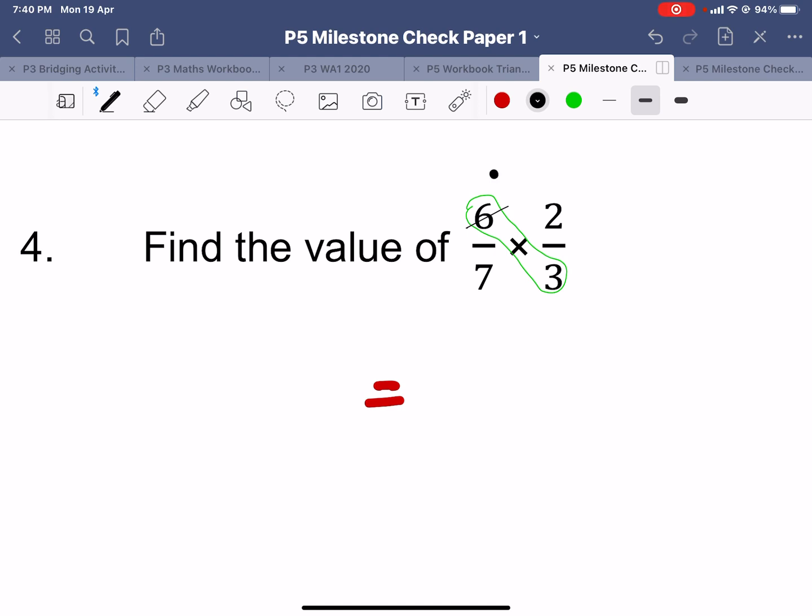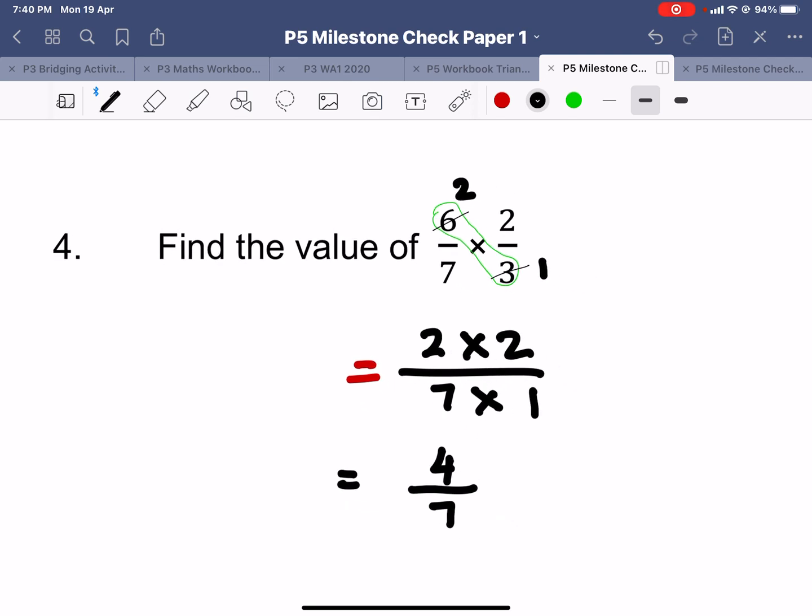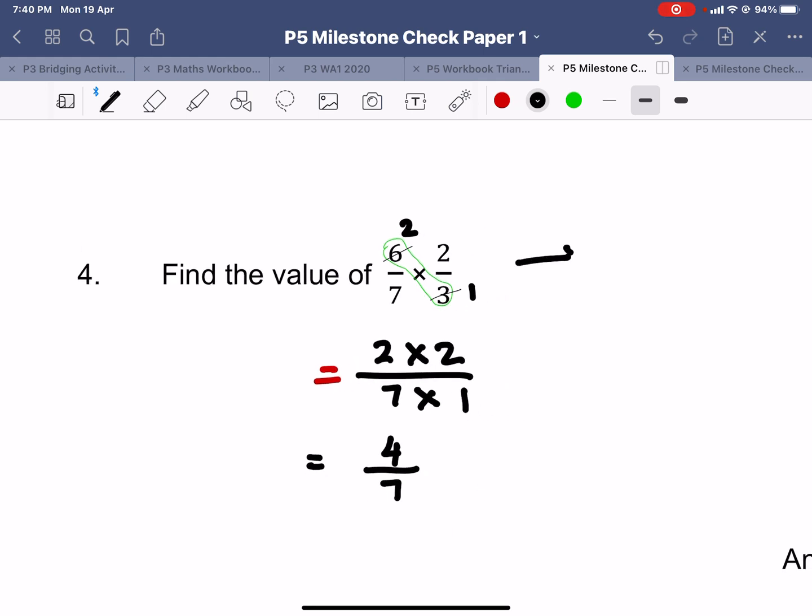So 6 divided by 3, we get a 2. 3 divided by 3, we get a 1. So what we have now is 2 times 2, which is a smaller number, and 7 times 1. 4, 7. Alright, now the wonder of the cancellation method is you will definitely end up with the simplest form. A few of you in 5G realize that if you didn't do it by the cancellation method, this is what you did. 6 times 2, 7 times 3.